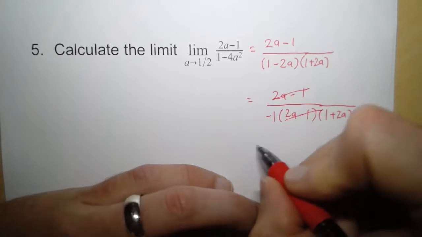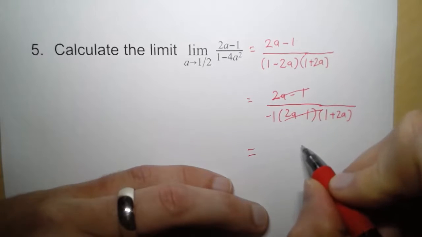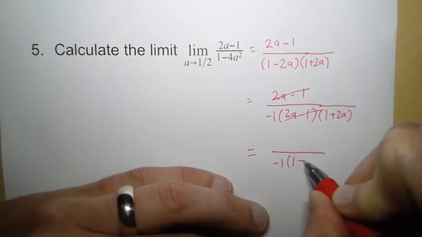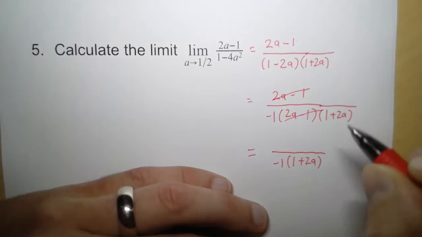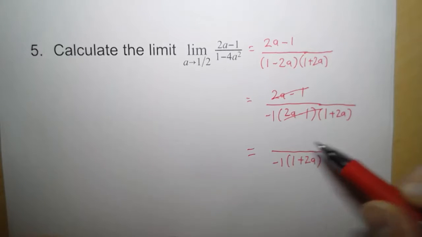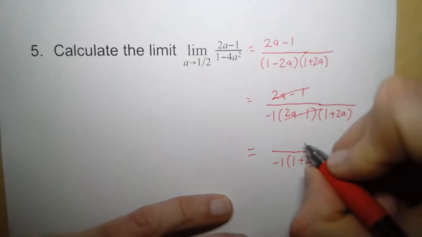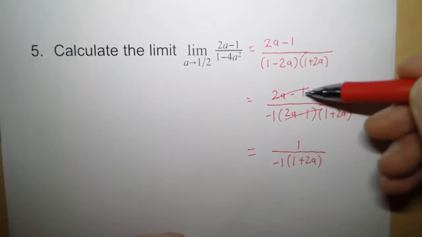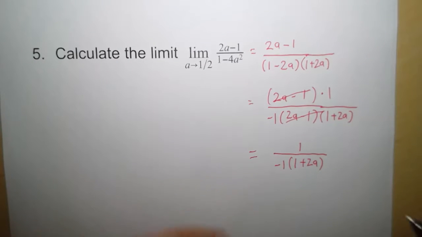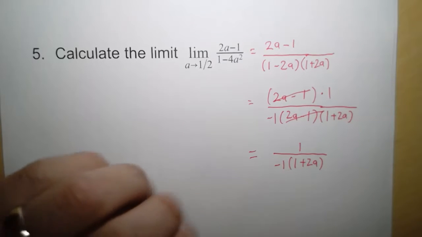We can only cancel when they're identical. So on the bottom, we're left with negative 1 and 1 plus 2a. A lot of people are a little confused sometimes about what's left on the top. Is it 0? No, it's 1. And that's because anything is multiplied by 1 at all times. So that's why it's 1.